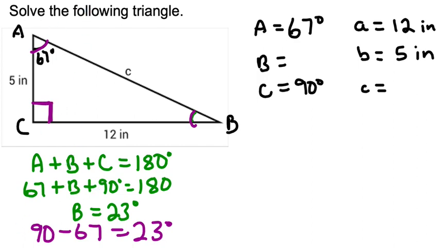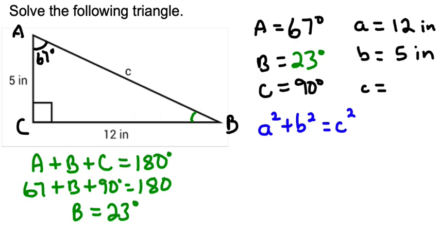Next we have our missing side. When it's a right angle triangle, and we can only use this when it's a right angle triangle, we can use the Pythagorean Theorem to solve for a missing side when we know the other two. In this case, we know the two legs and we're missing the hypotenuse. So we have a squared plus b squared equals c squared, and we know the legs, so we can substitute those in. A equals 12 and b equals 5.